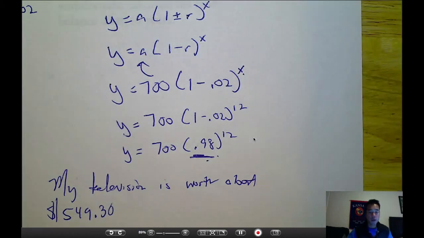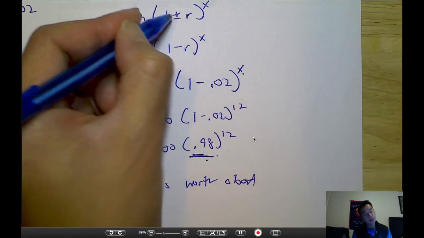Okay, and that's how you would do a decreasing model, or a decay in this case. Again, plus or minus, it's the same. You can leave it as plus every single time if you want, but you just have to understand that when you're decreasing, it's got to be less than 1.